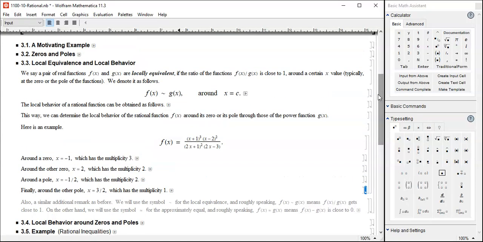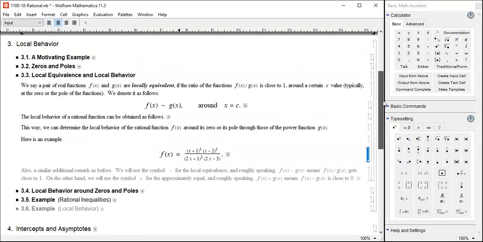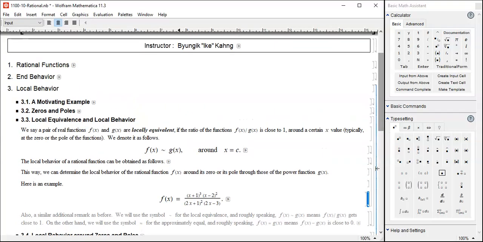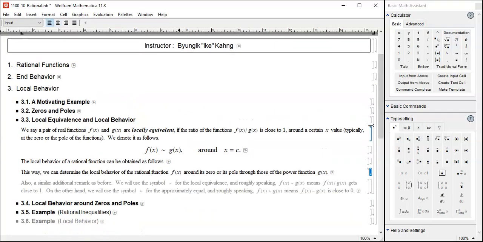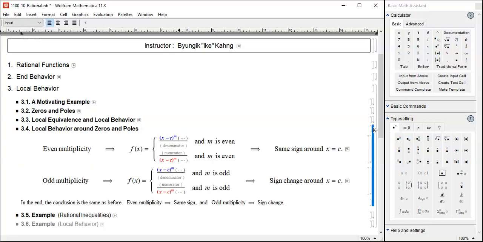So what's the conclusion? We can use the behavior of the power function to get the local behavior of the complicated rational function. How does it help? Finally, the punchline. Finally, the conclusion. Even multiplicity, same sign. Odd multiplicity, sign change. Please put this in your formula sheet because definitely you're going to need this for the final exam.